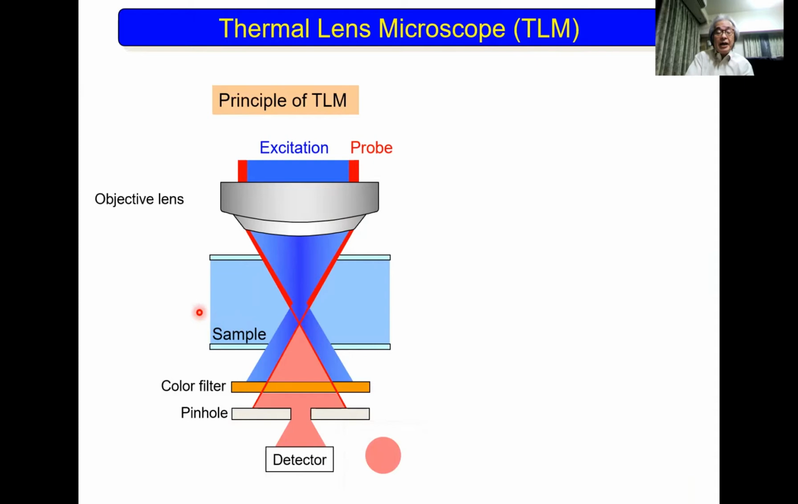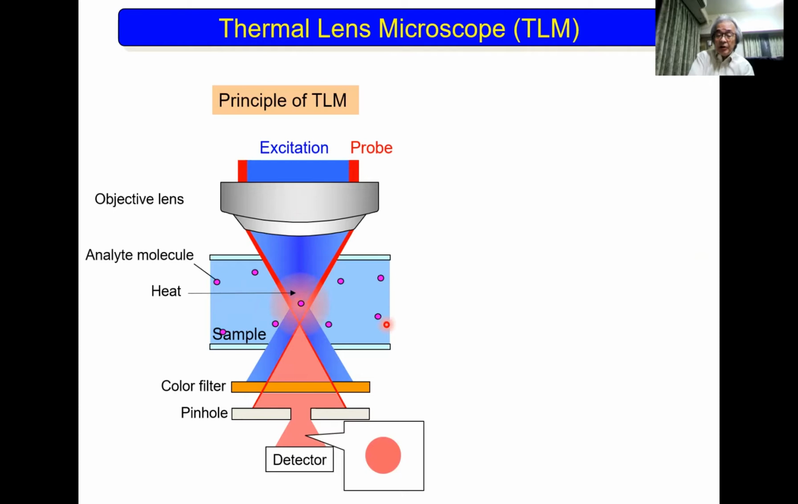In case there is a target molecule which absorbs the excitation beam, this target molecule emits heat instead of light, because our target is a non-fluorescent molecule. This heat changes the temperature around this area, and then a lens effect is induced this way. So this is a thermal lens effect. No need to explain it here, because this is a thermal lens or photothermal webinar, so maybe almost all of the participants know this effect.